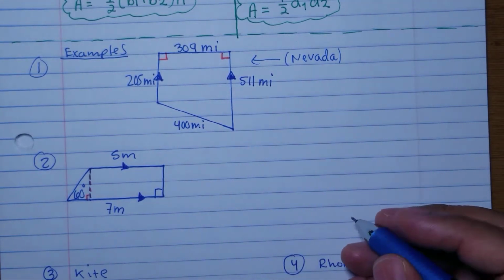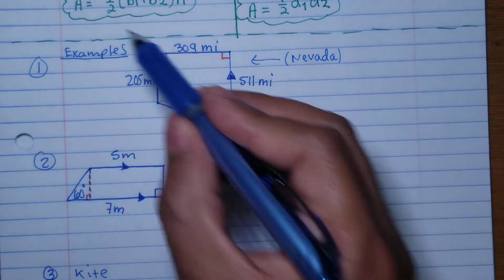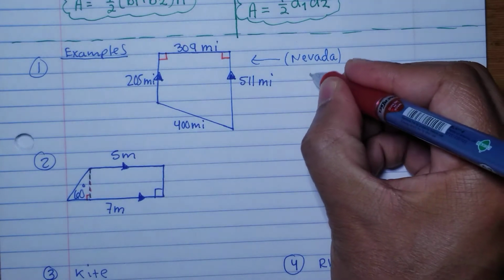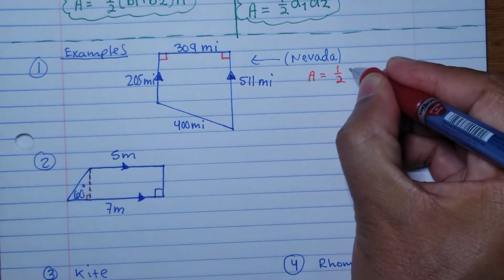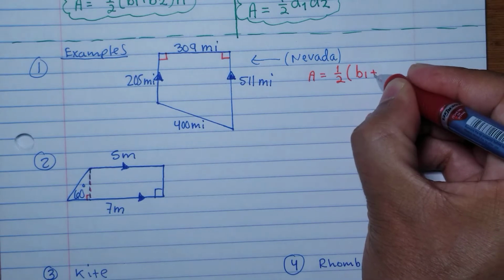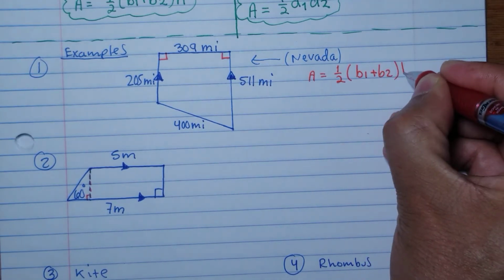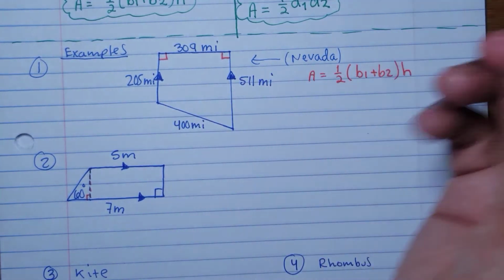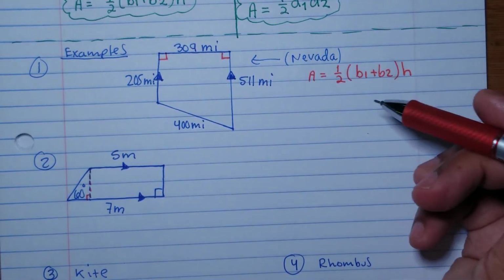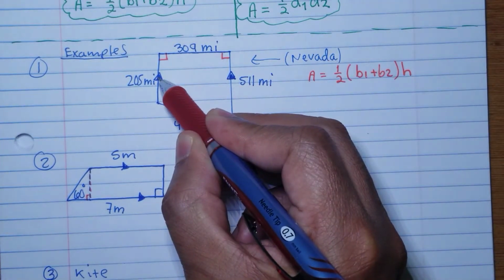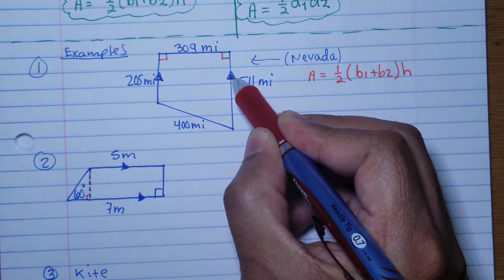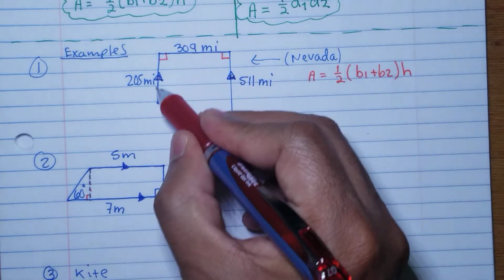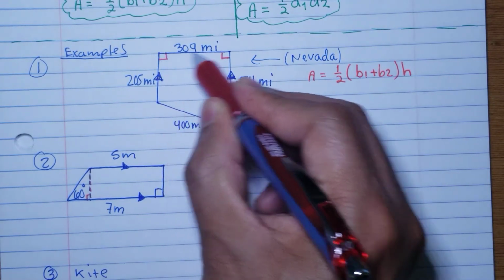To find the area of this trapezoid, we're going to use this formula here. The area equals 1/2 the sum of base 1 and base 2, multiplied by the height. We need to distinguish which are the bases and which is the height. This side and this side are parallel to each other, which means these are the bases. The height is always perpendicular to the base, so this is the height here.